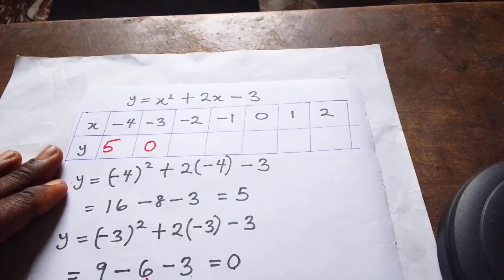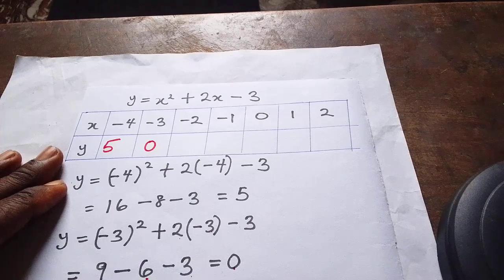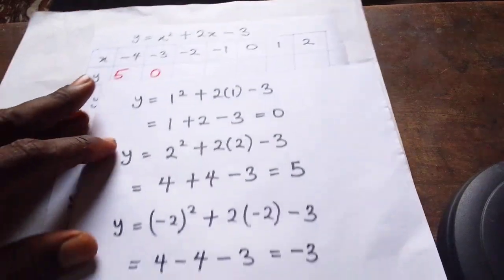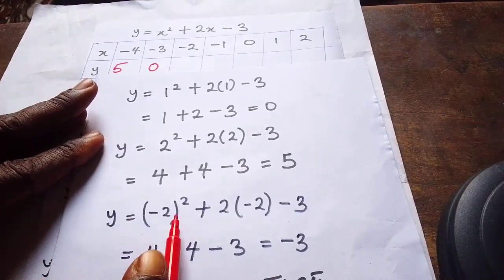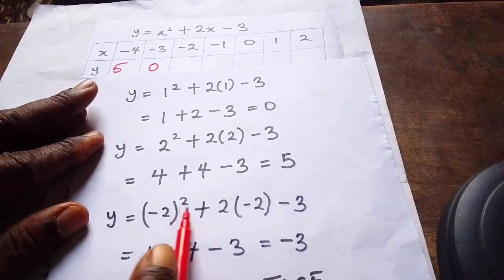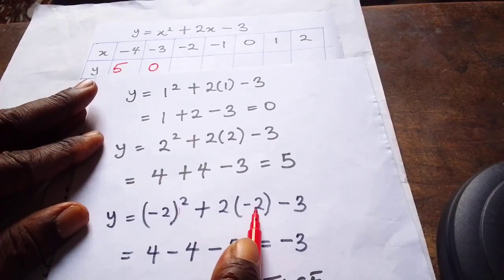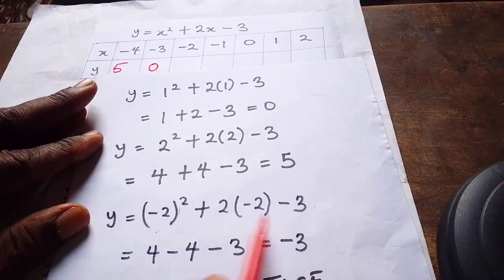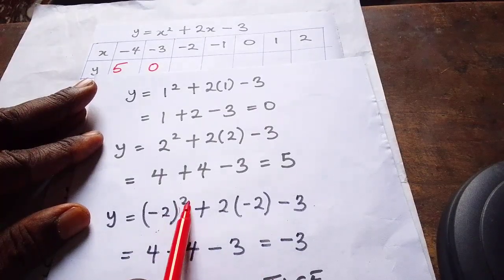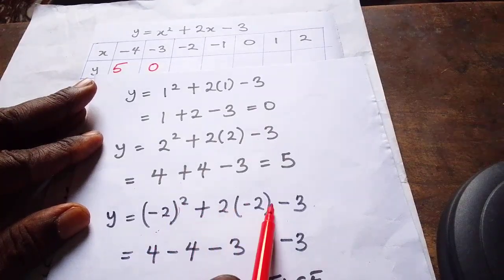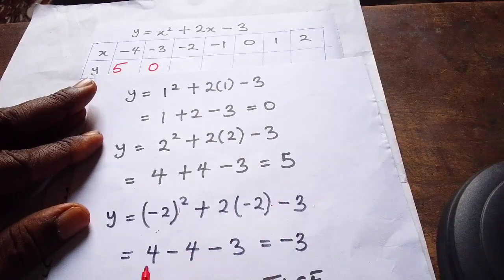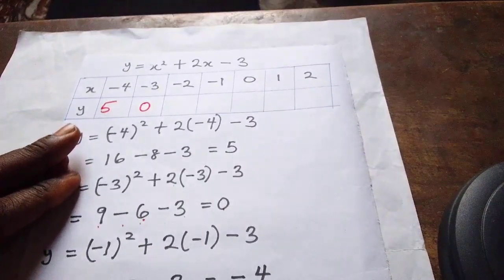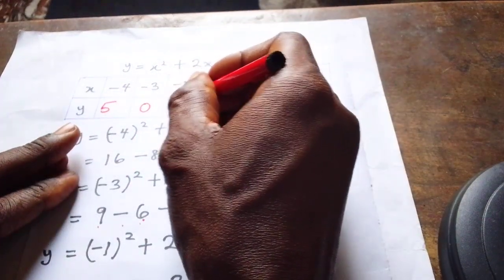Then when x is minus 2, what will be the value for y? You substitute minus 2 for x: minus 2 squared plus 2 times minus 2 minus 3. Minus 2 times minus 2 is 4. Plus 2 times minus 2 is minus 4. Then minus 3. 4 minus 4 is 0, and 0 minus 3 gives us minus 3. So when x is minus 2, y is minus 3.